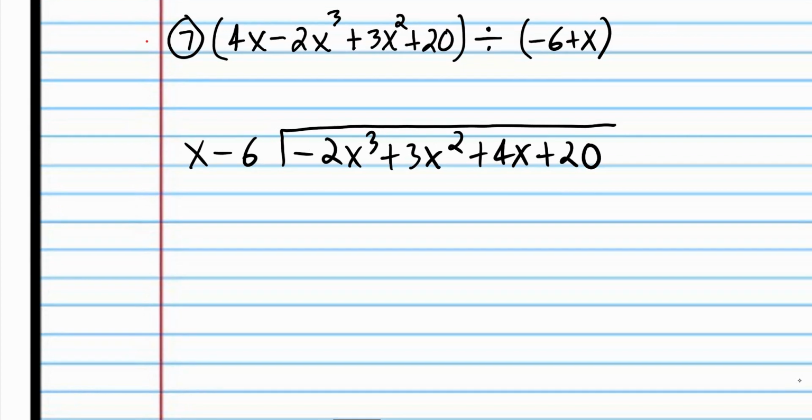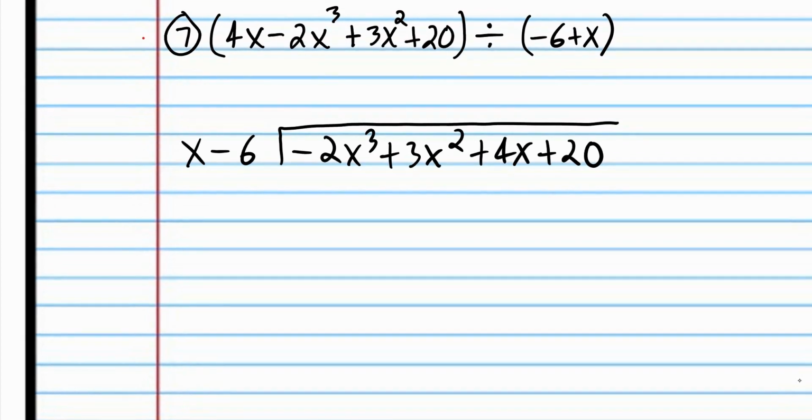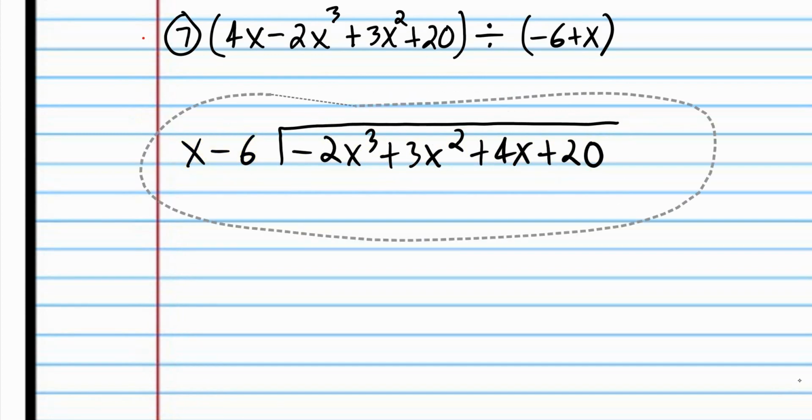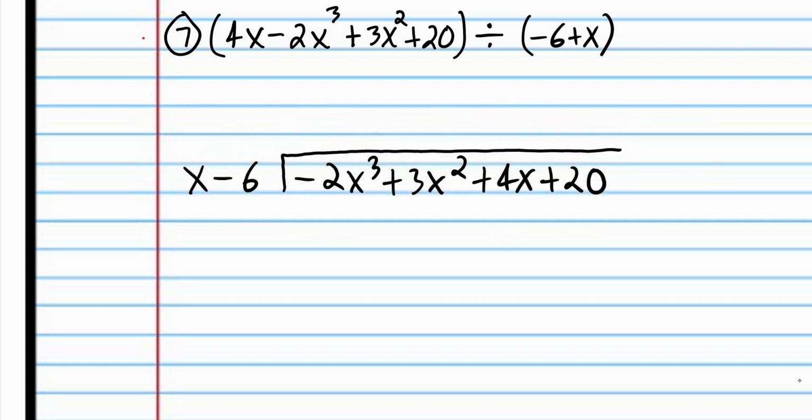So at this point, we're ready. We've rewritten the dividend in descending order of powers and the divisor in descending order of powers. Again, it's so crucial. You must do that. So now we're going to do the same process we did before. We're going to take the first term in the divisor and ask, what do you multiply that term by to get negative 2x to the third power? And the answer is negative 2x squared. That's the first step of cycle 1.